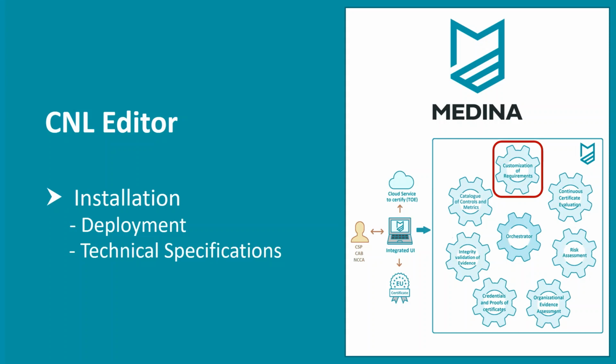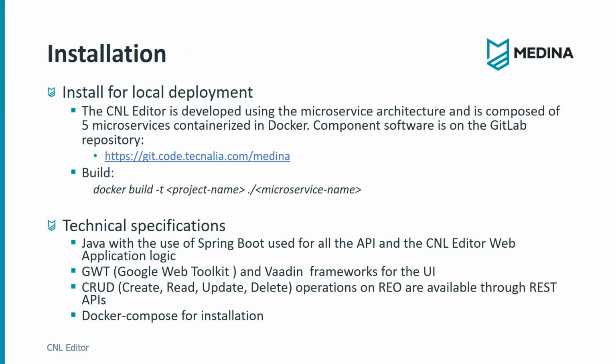Now I'll give you some information about the deploy of the CNL Editor and about the software. The CNL Editor is developed using the microservice architecture. It is composed by 5 microservices that are implemented as Docker containers. The software is stored in the GitLab private repository of the project that is here specified, and for the build we use this statement.